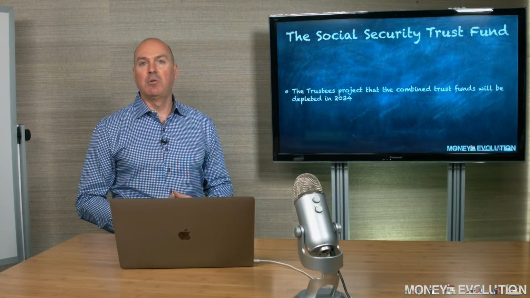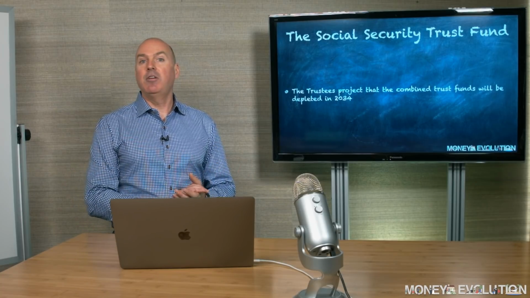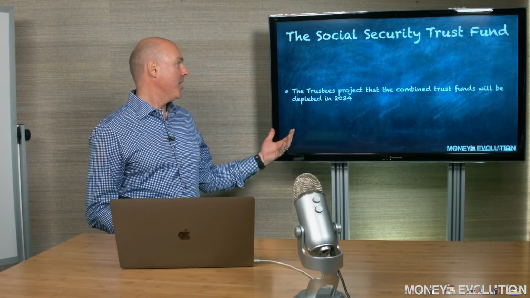And every year, the Social Security Administration puts out their report talking about the future longevity of the program. They said that, according to the way the math works, they expect these trust funds to be depleted by 2034. That's not that many years in the future. So how will the government shore up these Social Security benefits?